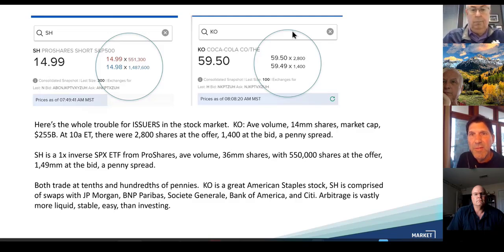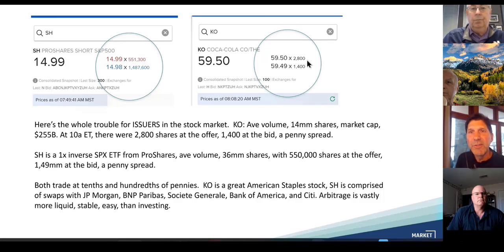But just look at this. This was the bid and the offer and the amount of shares at those prices. So at $59.50 for Coke, there were 2,800 shares. That's called the top of the book, best offer to sell. And then the bid to buy will always be lower than the offer to sell. The bid was 1,400 shares, right? So there's a 1 penny spread, and so the trades occur in sub-penny increments.